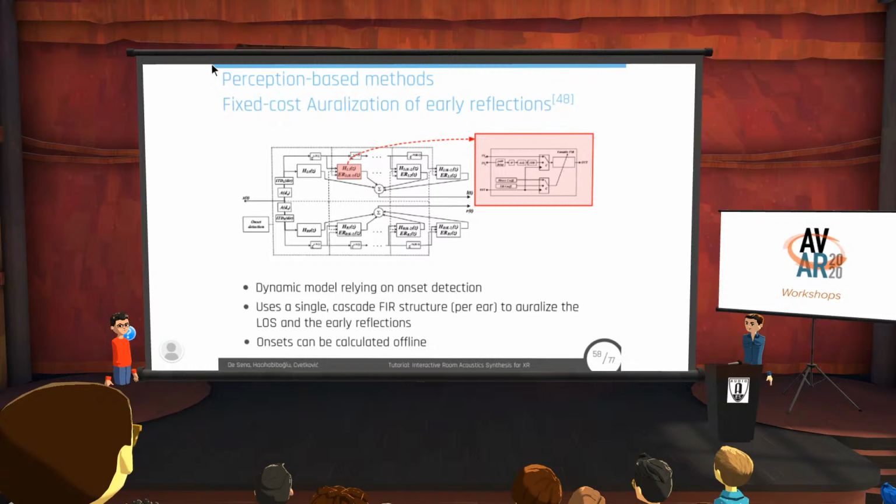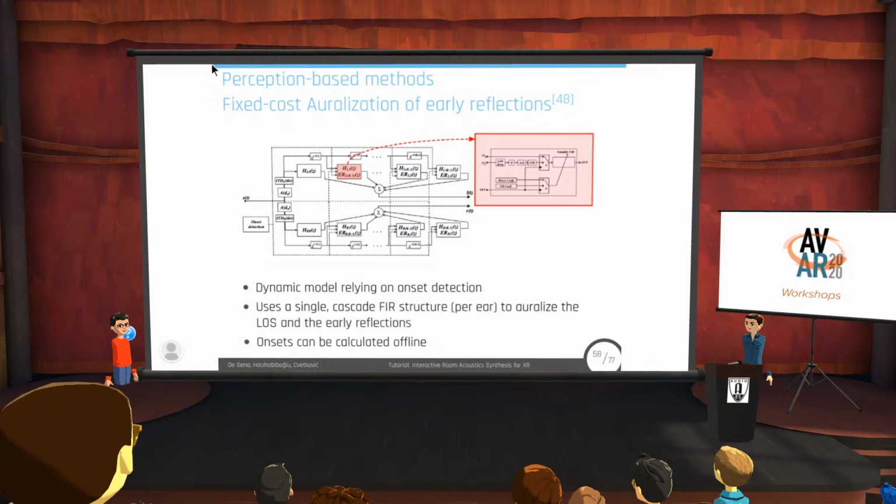and then the early reflection components. So this understanding led to a dynamic fixed cost model which uses a single cascade FIR filter structure per ear to auralize the direct path and the early reflections. The model has tunable blocks that will process either a portion of the direct path head-related impulse response or the first part of an early reflection head-related impulse response. So that is the block in red rectangle that I'm talking about. So you're using the same block for different purposes, and it's dynamically reset based on the state of the simulation.